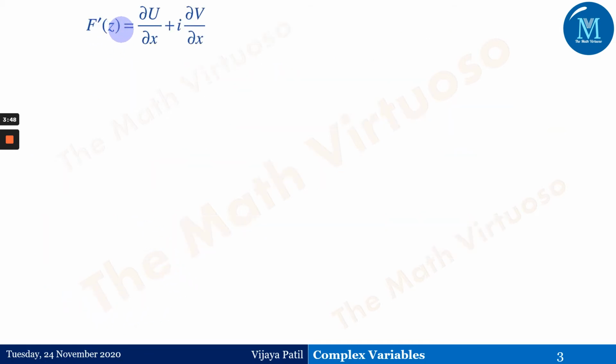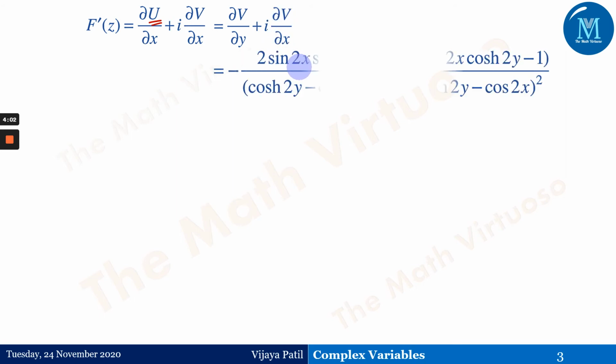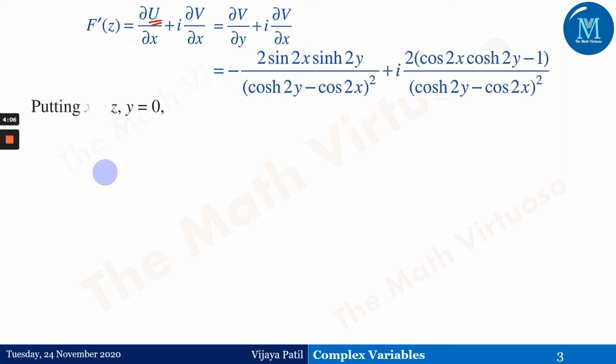And this is f'(z) is ∂u/∂x plus i times ∂v/∂x. We are not aware of this capital U. That is why we have replaced this by using the CR equations. So ∂u/∂x has been replaced as ∂v/∂y plus i times ∂v/∂x, which is nothing but the same as what we have done in the last step. We have just kept it as it is.